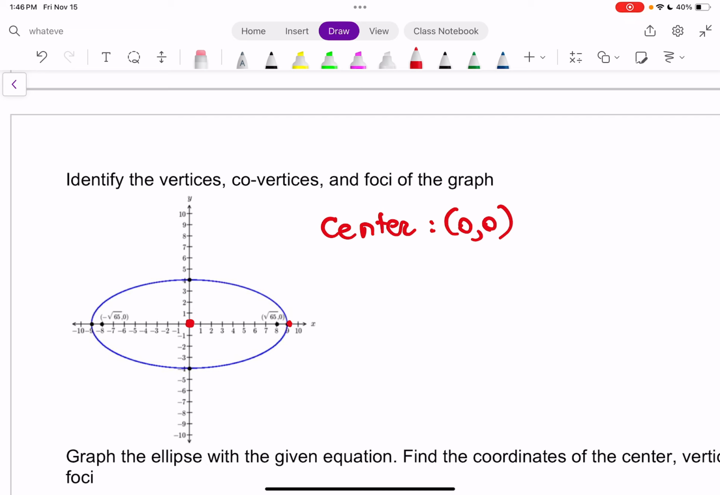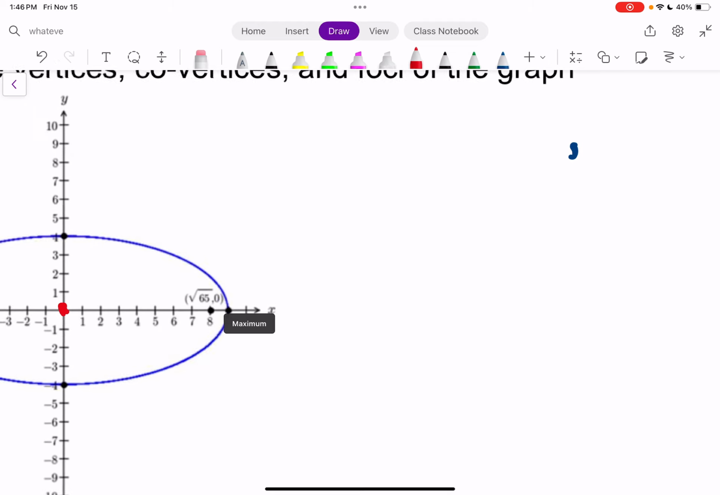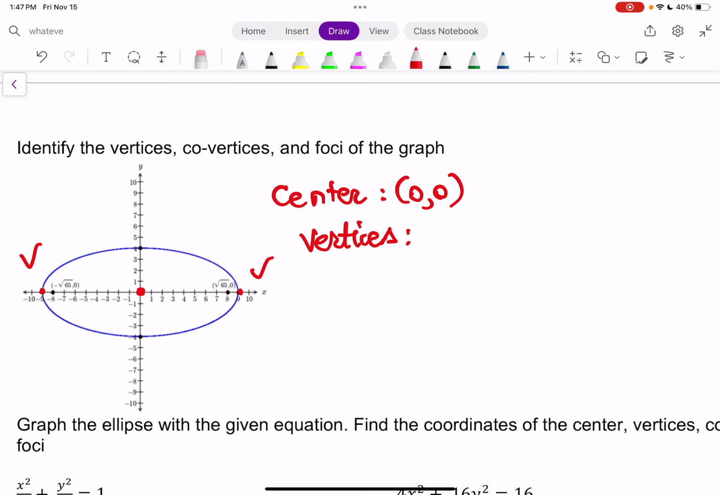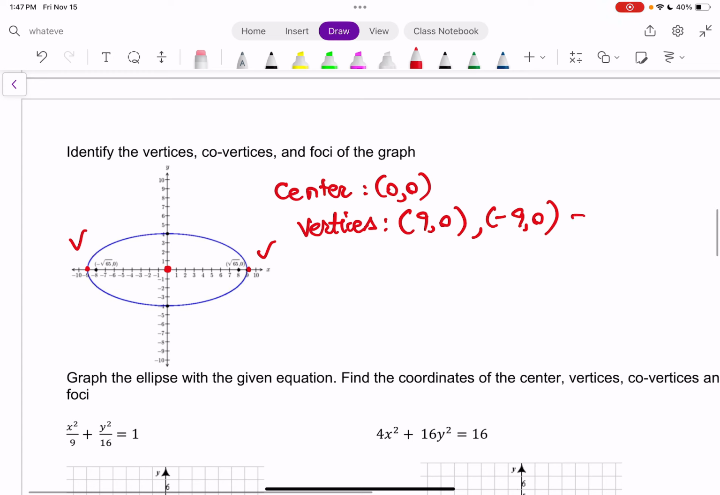Now the vertices are the points at the longer ends of the ellipse. So if I zoom in, that's going to be 9, 0, and negative 9, 0. Now you could very well write this as plus minus 9, 0. So you can write it combined, and then we'll know it means positive 9 and 0 and negative 9 and 0. So two different points. So it's up to you. In other words, you can write them separately or you can write them combined.